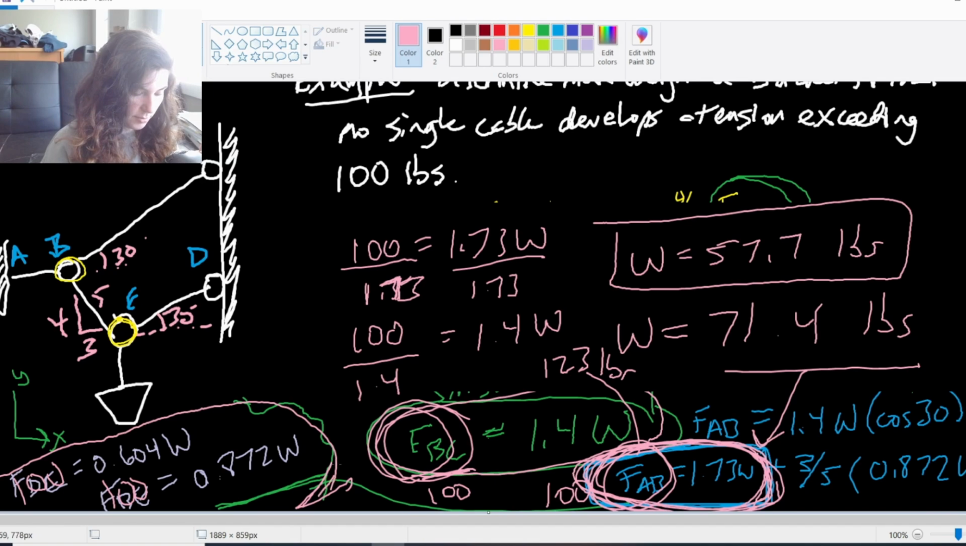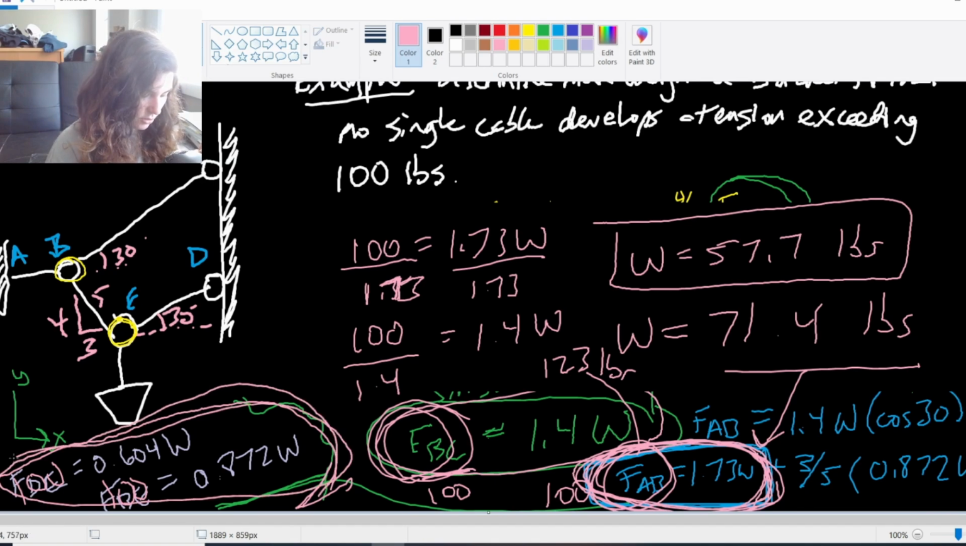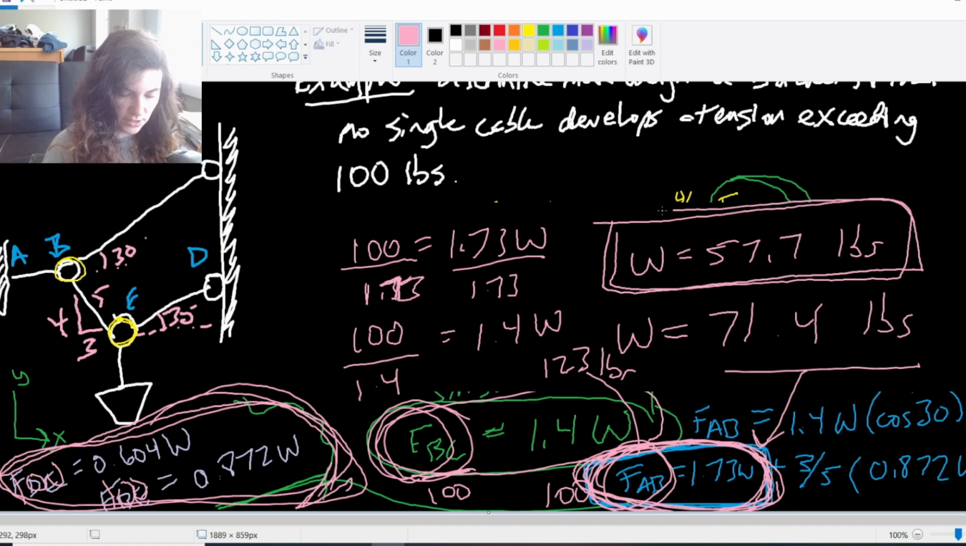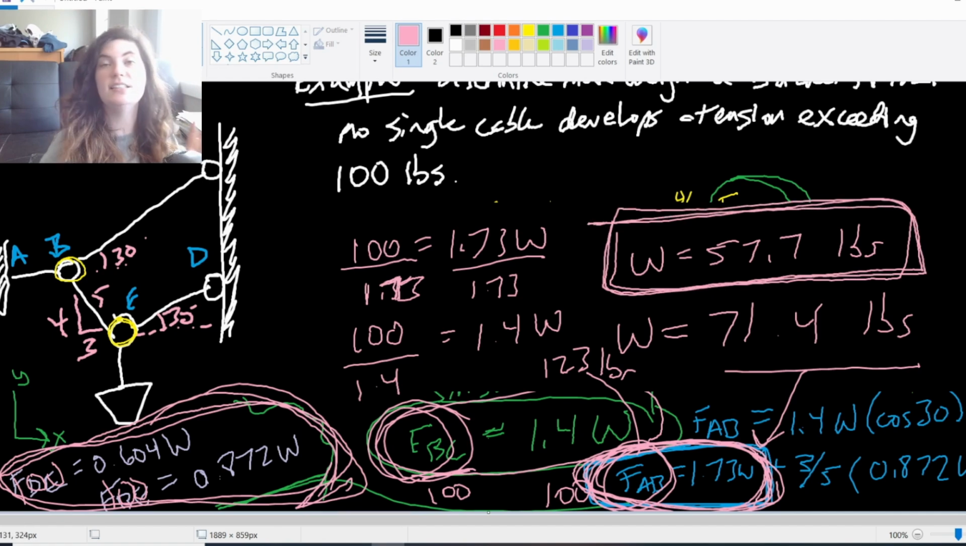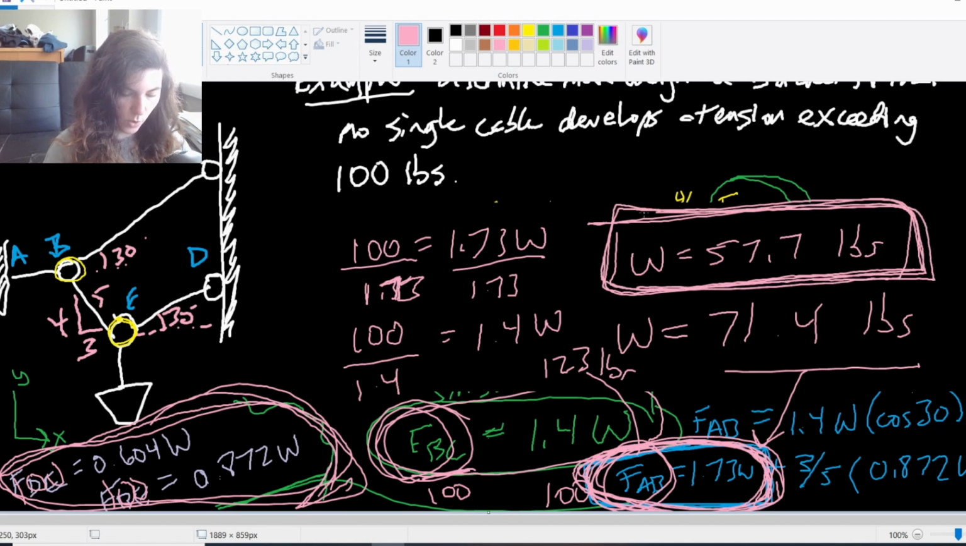And again, you can plug them into the equations over on the left here to cross-check. But this is our answer. This 57.7 is the highest amount of weight that we can put on the cable, the 100-pound force cable going through DE. This is the highest maximum weight that we can put into the bucket and have no cable exceed 100 pounds.